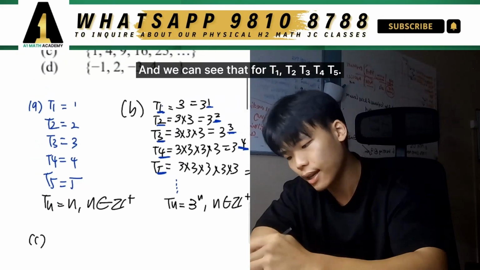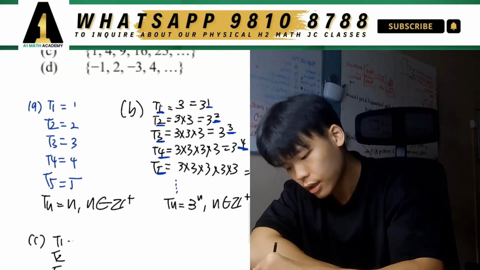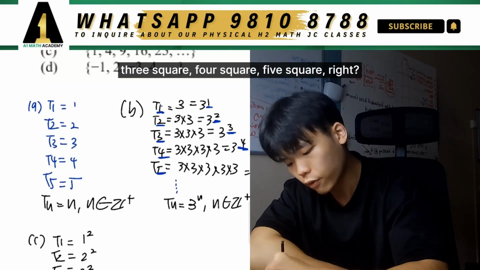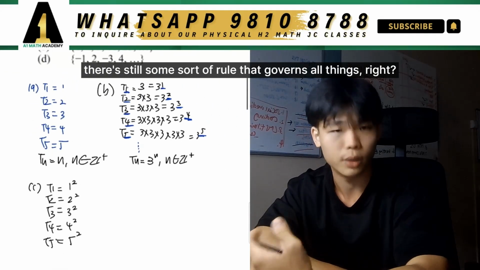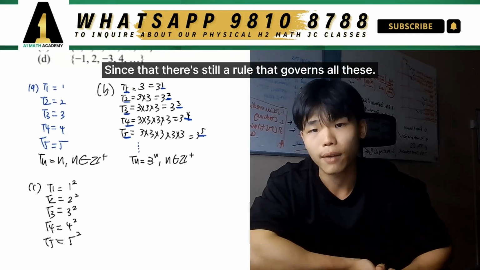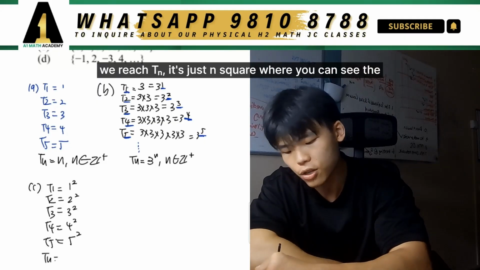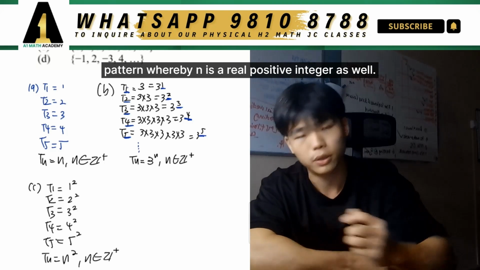And you can see that for T1, T2, T3, T4, T5, these values over here are just 1 square, 2 square, 3 square, 4 square, 5 square, right? There's still some sort of rule that governs all these, right? And since there's still a rule that governs all this, it's still considered a sequence. And eventually, when we reach Tn, it's just n squared, right? You can see the pattern, whereby n is a real positive integer as well.